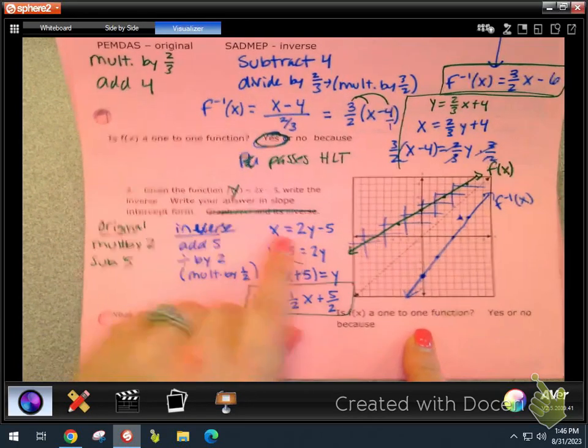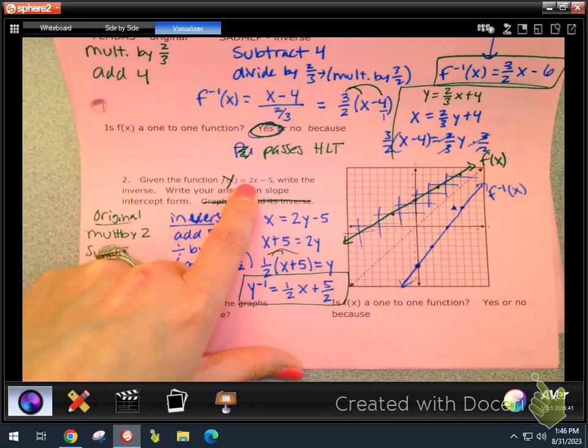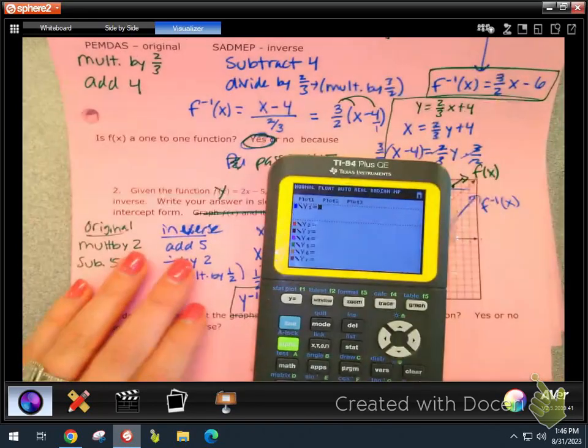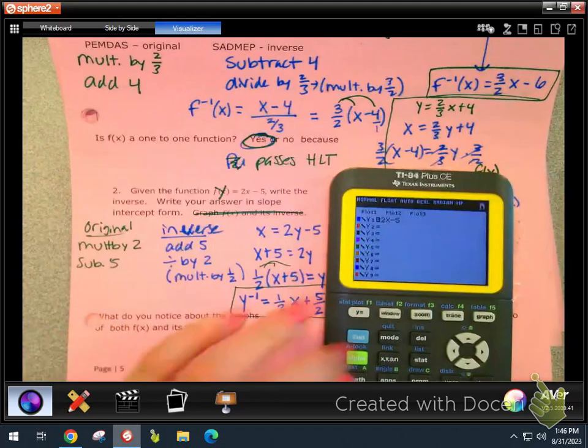Is our original 2x minus 5 one-to-one? What did I tell you about lines? Lines are always going to be one-to-one, right? I'll show you this graph again, 2x minus 5. I really botched that.